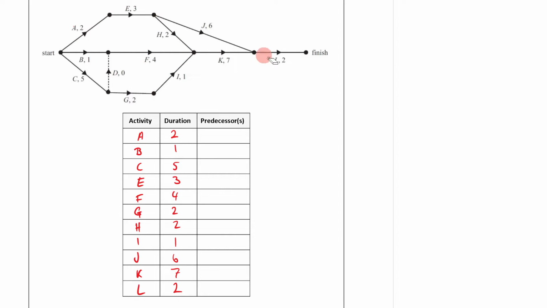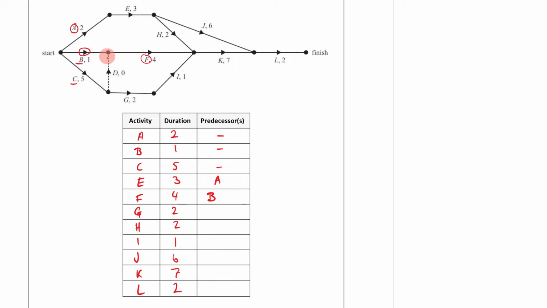Okay, next. We have to identify the predecessors. Well, for A, B, and C, they have no predecessors because, as you can see, they're emerging from the start. What is the predecessor to E? Well, if I come to E, what is immediately before it? It is A, so A is the predecessor. What is the predecessor for F? Well, here's F. Now, this one is going to be interesting because, as you can see, the predecessor is going to be B, right? So let's write that down, B.